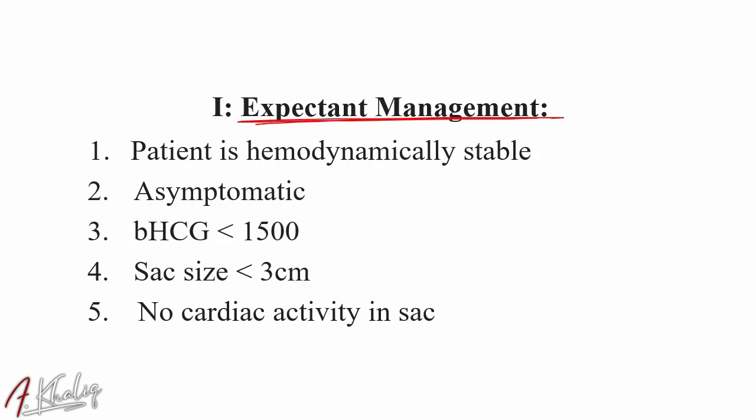Now there's some high-yield information about the ectopic pregnancy management guide. First of all, you can go with the expectant management. In this, the patient should be hemodynamically stable, asymptomatic. Beta HCG should be less than 1500 and the sac size should always be less than 3 centimeters. There should be no cardiac activity in the sac.